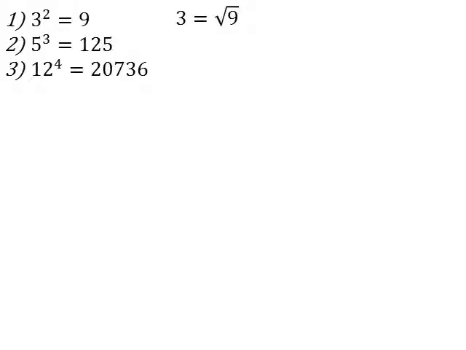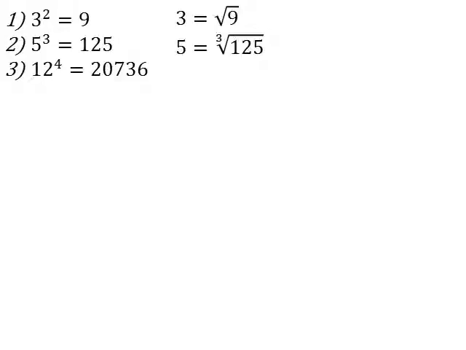Likewise, if I had 125 equals 5 to the third, I could rewrite that as 5 equals the cube root of 125. You see, I know it's a cube root because I have that little 3 on the outside. That little 3 is referred to as the index. And for the first one, the square root of 9, since there's no number written as the index, whenever you see that, you have to assume that the index is 2.